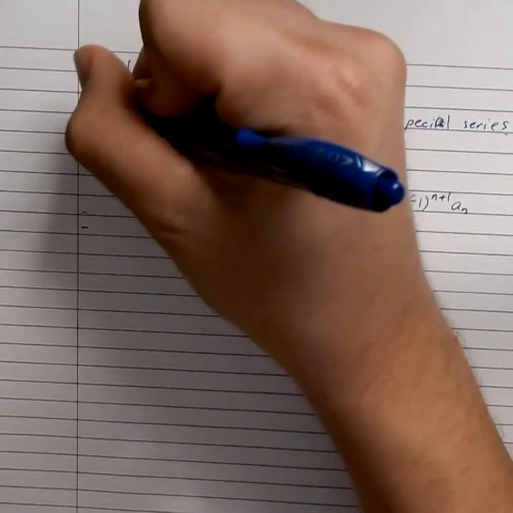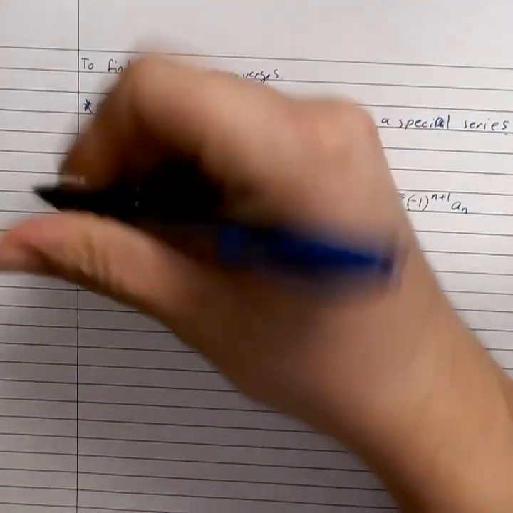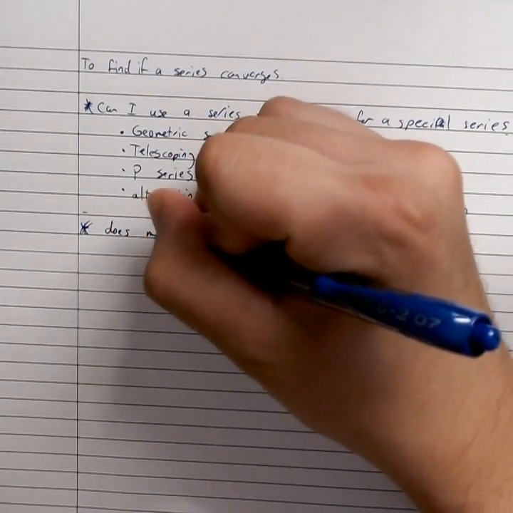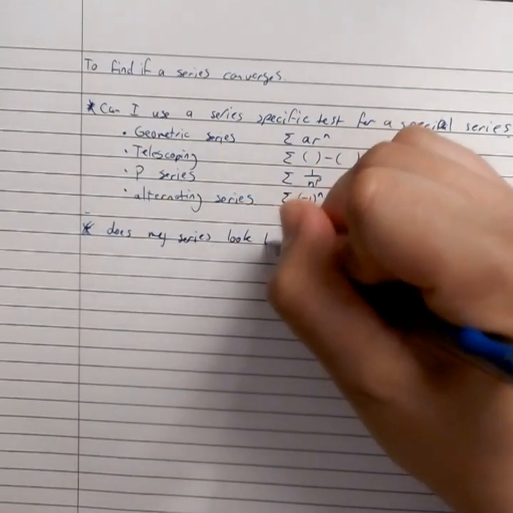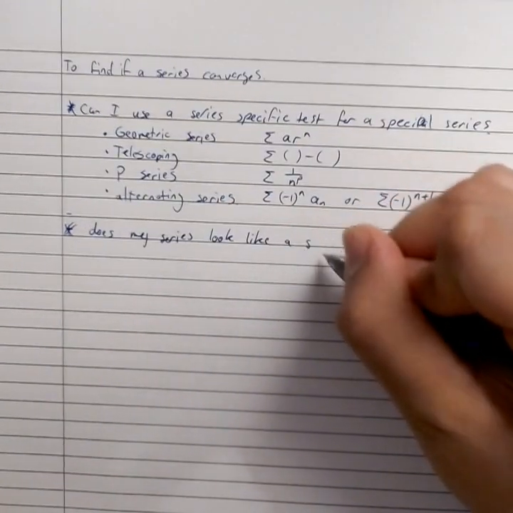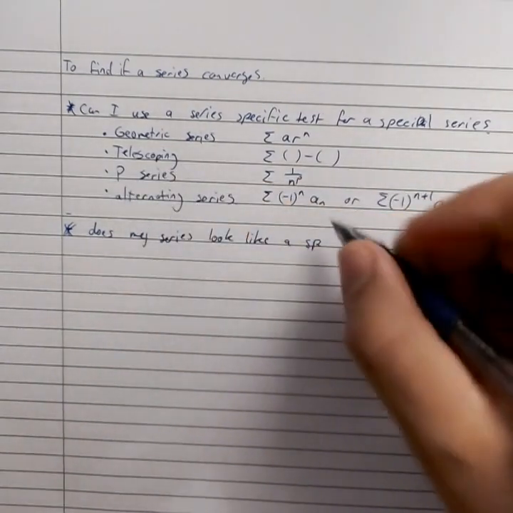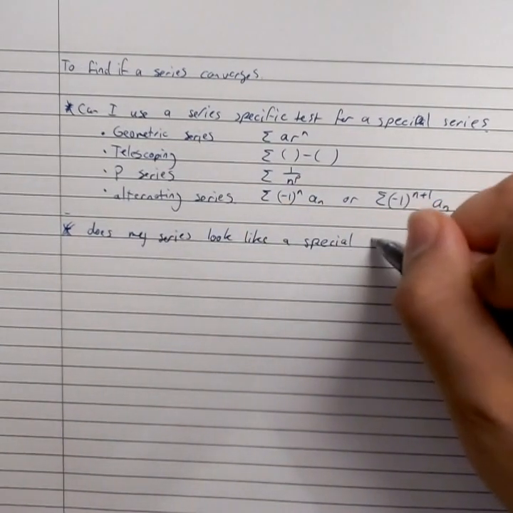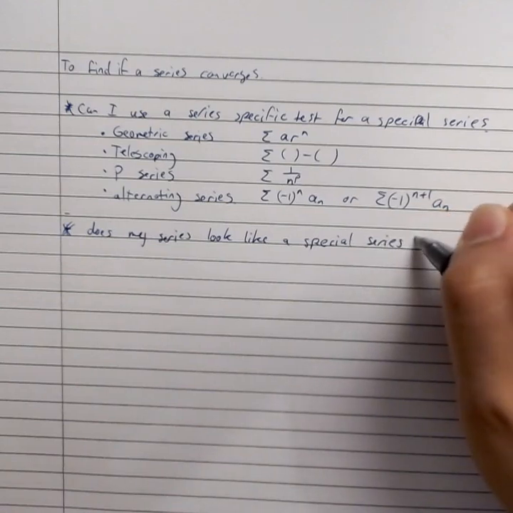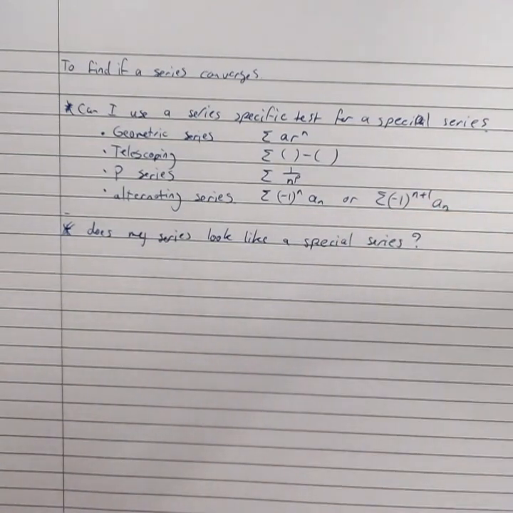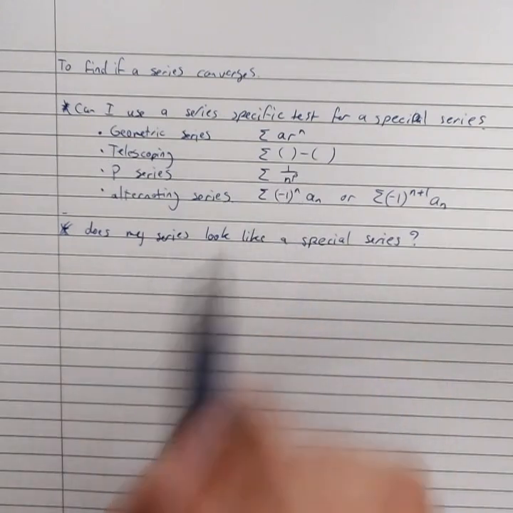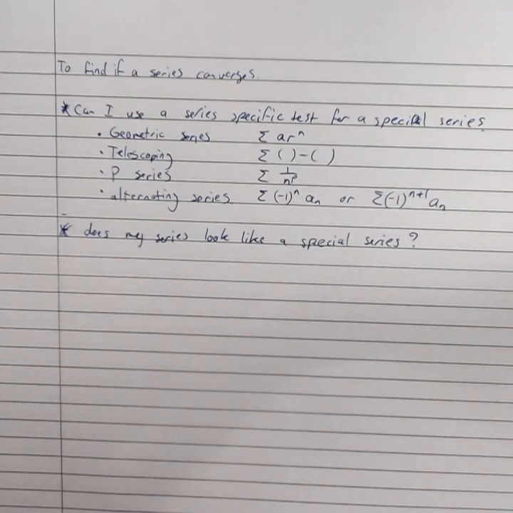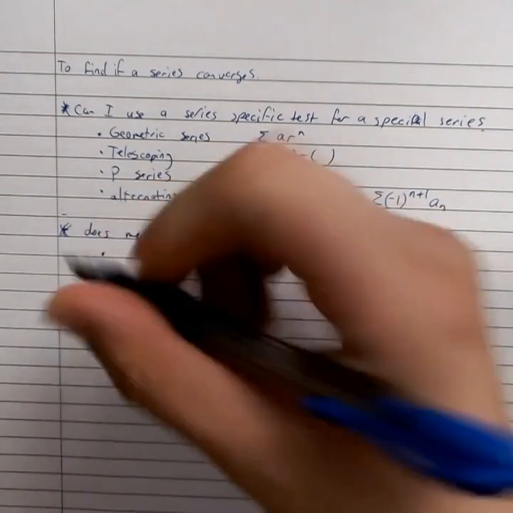If that doesn't work, the next thing we want to ask is, does my series look like a special series? In other words, it's not one of these, but it's really close to one. And when we say looks like, we mean really, really close. Like it's identical to this except for a plus a number, or identical to this except minus a number. I mean really close except for maybe a constant. Okay. If that's the case, then you want to try a comparison test.